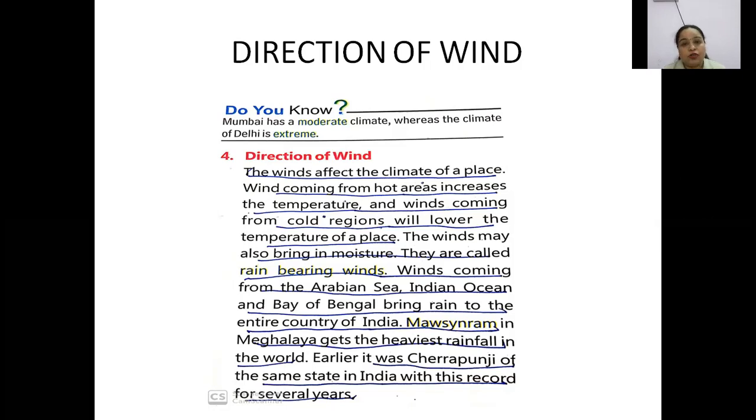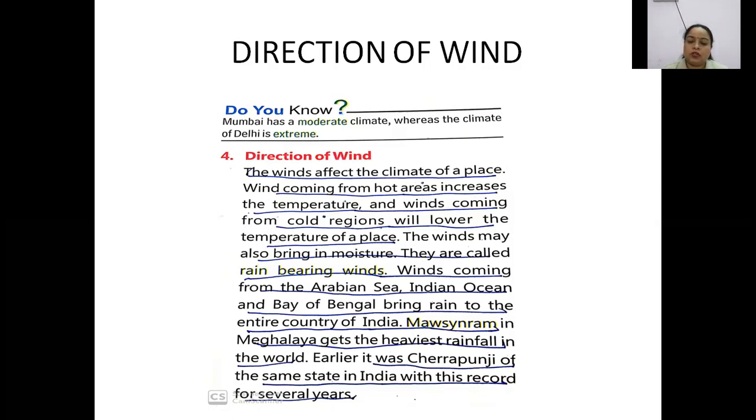You know what is moisture? You can say when the sun shines, what happens? The water evaporates. This water which gets evaporated makes the air moist. So the winds also bring moisture. They are called rain-bearing winds. What are those winds called? The winds which have moisture are called rain-bearing winds.